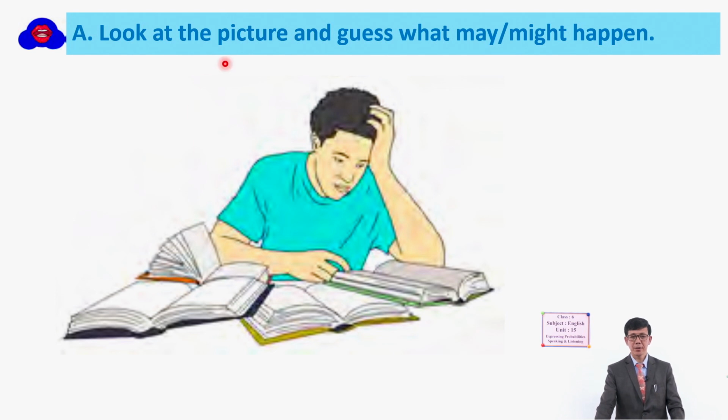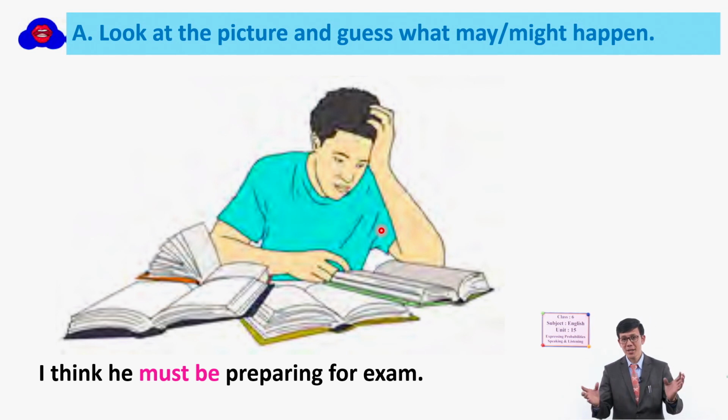You're right. He is studying, okay? Right. So what can you guess there? So why is he studying seriously? Okay, attentively. You can just make a guess and tell me what might happen or what may happen. Have you guessed? Right. So, okay, you can say now. I think he must be preparing for exam.